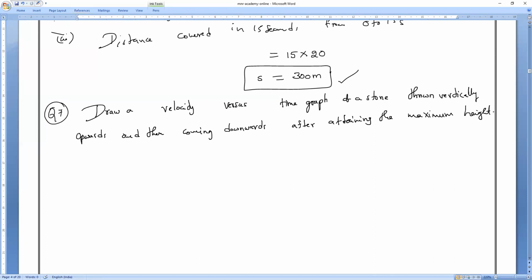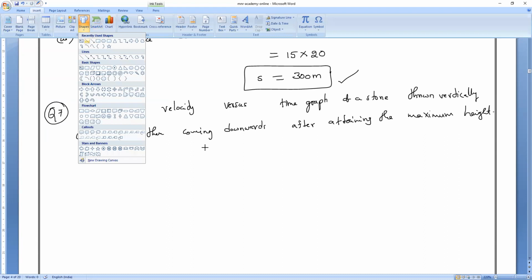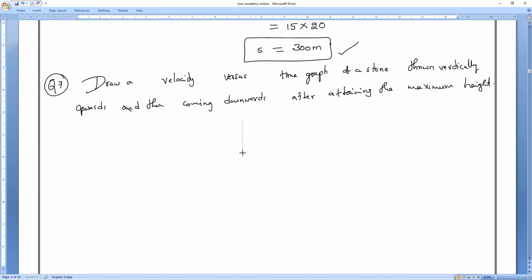So now, can anybody tell? We want to draw the graph. What do you have to do? Can anybody explain the question? Shivani, can you read what the question is? Draw a velocity versus time graph of a stone thrown vertically upwards. When a ball is thrown upward, it is not continuously going upwards, but after reaching a certain height it is coming downwards also. It is reaching back. Yes or no, everybody? Yes, sir.